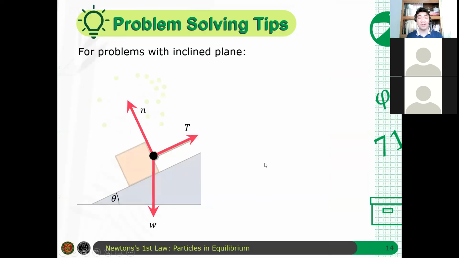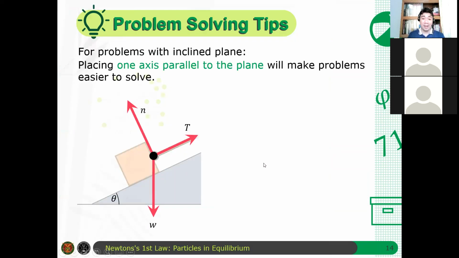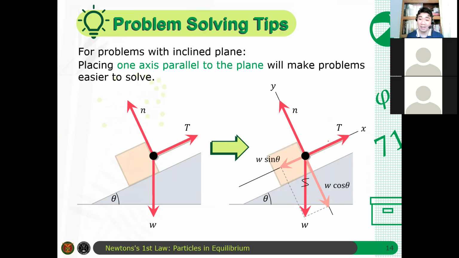So another problem solving tip here for problems with inclined plane. Usually, this is only true if the plane is only a plane and not rotating. We will see kapag dun sa dynamics of circular motion that this is not always true. Pero for the meantime, kung may object ka sa inclined plane, mas madaling i-decompose yan into one that's parallel to the incline, that will be your x, and one that is perpendicular to the incline, that will be your y.